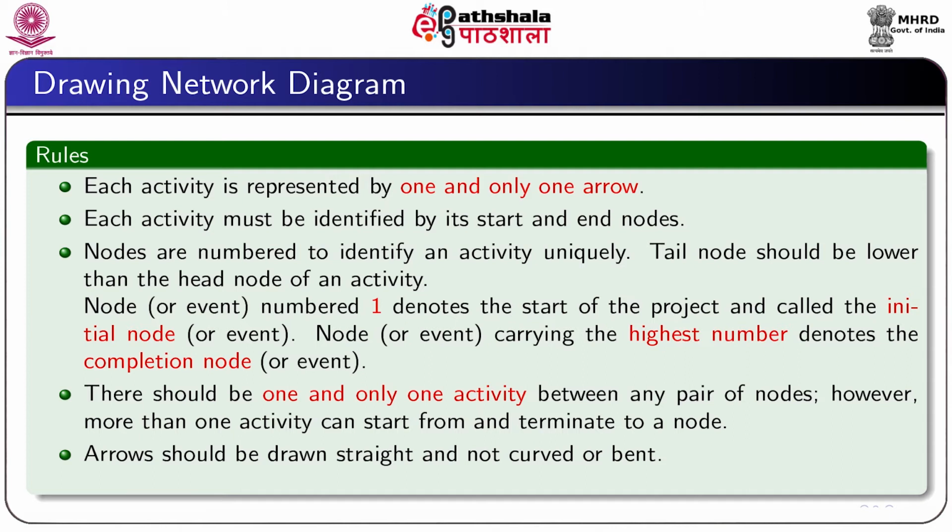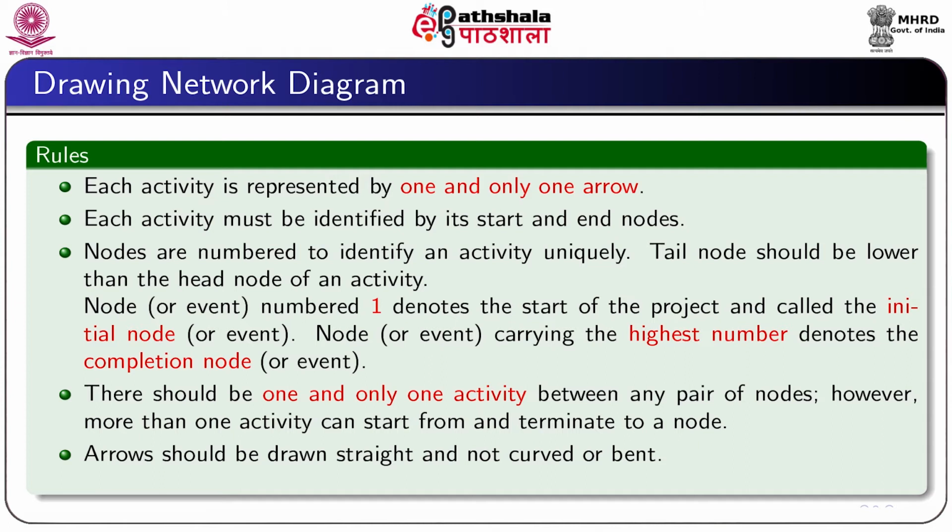Tail node, that is the starting point, should be lower than the head node, that is end point of an activity. Node or event numbered 1 denotes the start of the project, called the initial node, and the node having the highest number denotes the completion of the node or event.